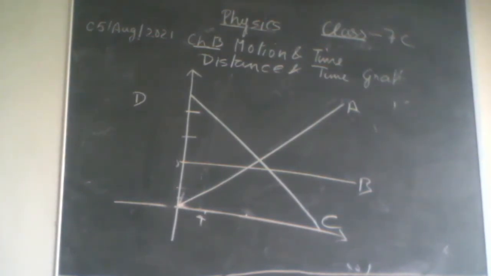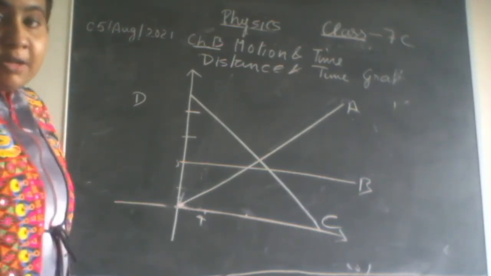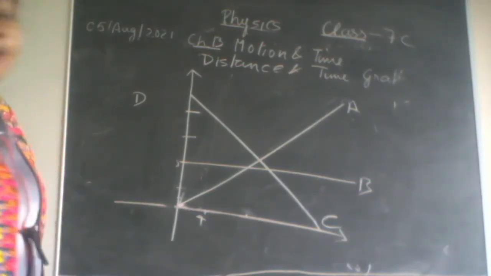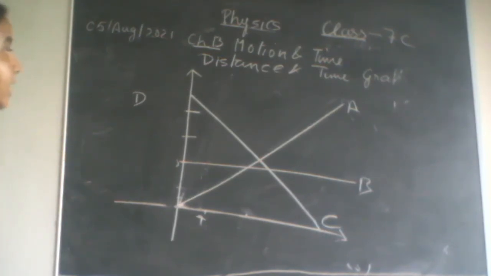Ma'am, C. C is the fastest. Any other answer? Ma'am, B. Okay. One answer is C, one is B. Any other answer?